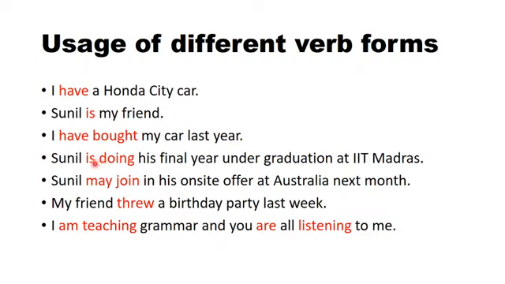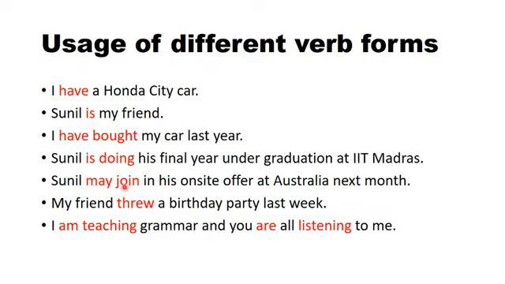So I have given this example to tell you how be-form verbs can be used as a main verb as well as an auxiliary verb. How the verb have can be used as a main verb as well as an auxiliary verb. Am I clear? Good. Now come to the next example.